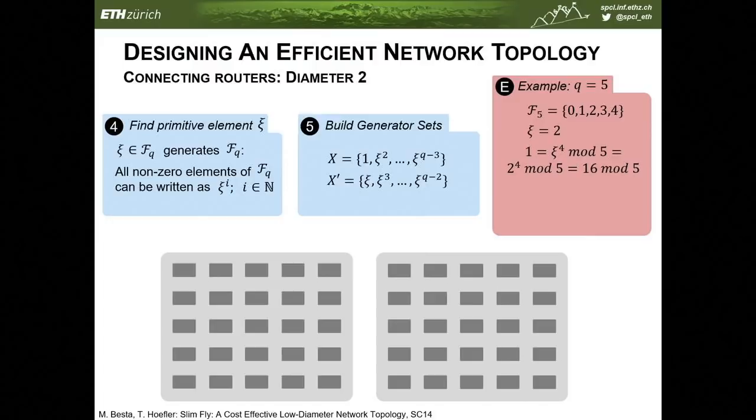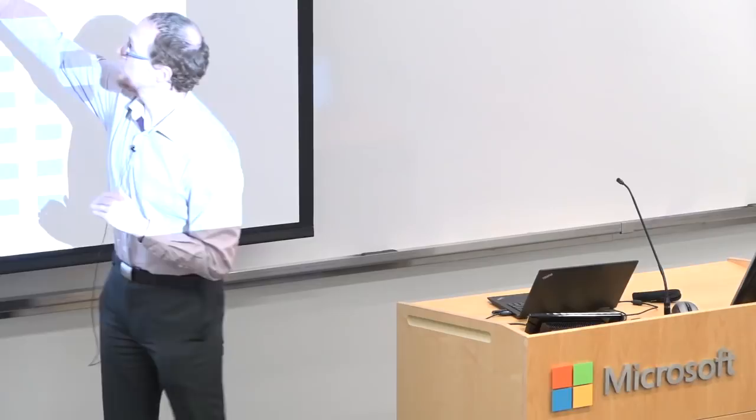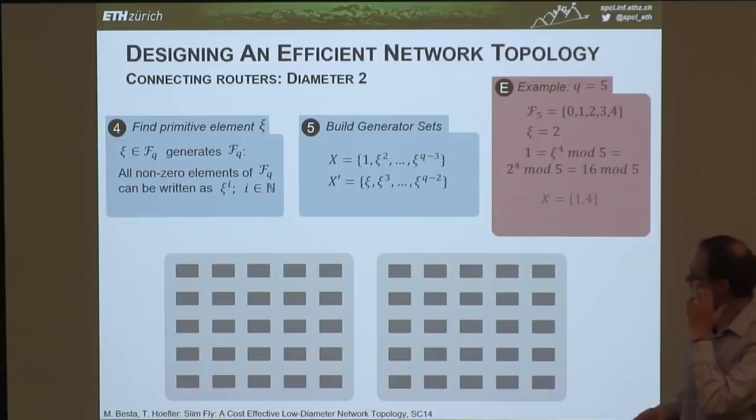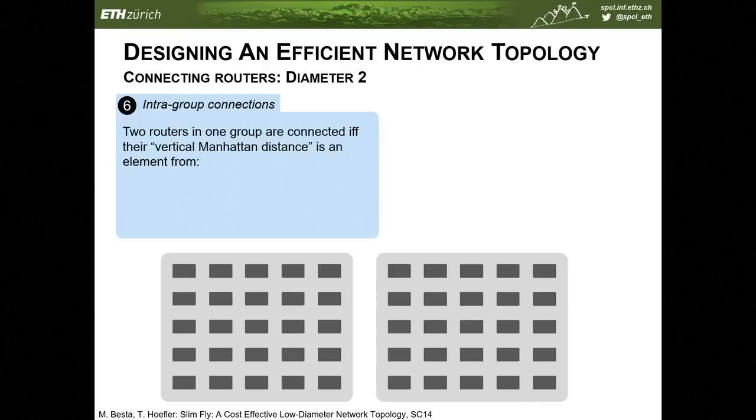Good. What we do then, and this is also very well known in group theory, we build the set of even powers and the set of odd powers. This is the set of even powers, this is the set of odd powers. And again, this is a very mechanical thing. You don't need to understand anything, you just apply it. And here, we have these two sets, X and X prime. So again, the even powers, 2 to the 0, to the 2, and so on, and then the odd powers. Once we have these two sets, here in this case it's 1 and 4, and 2 and 3, it's still very simple, we can use these sets to build the connections for these groups.